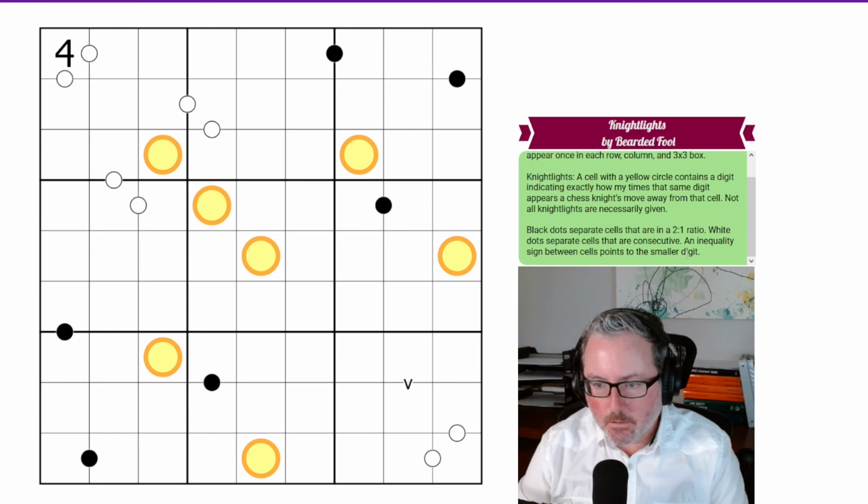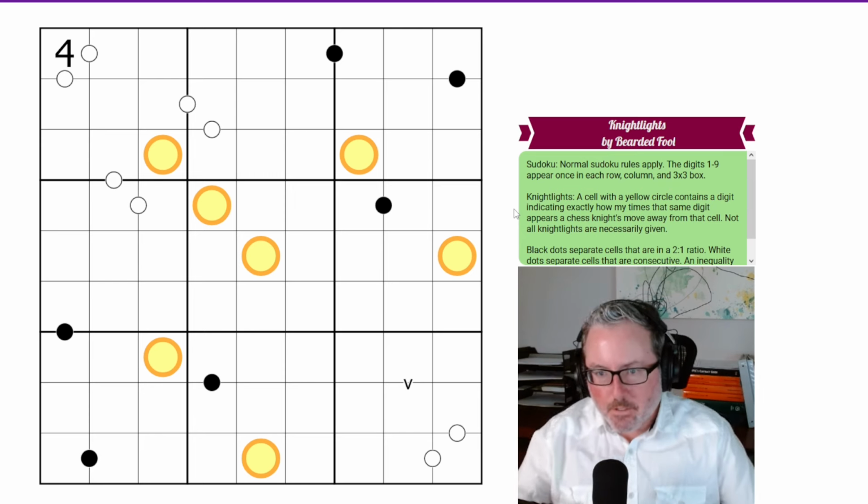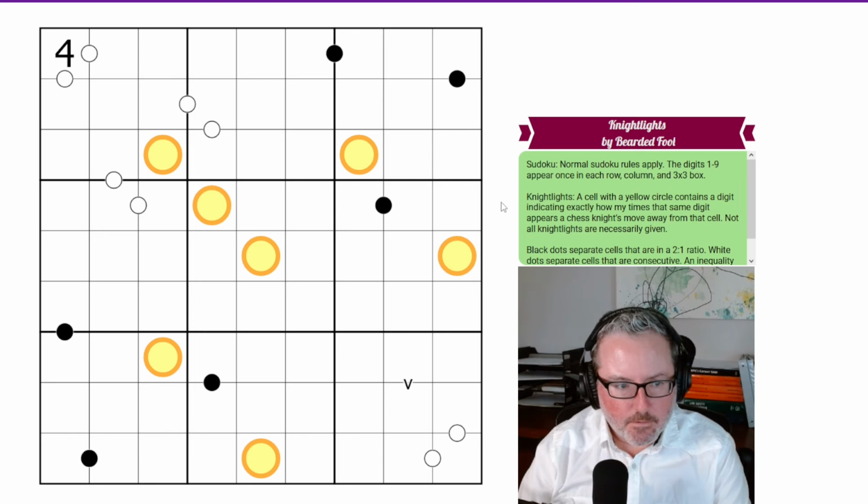And then we have one other little rule in here, which is that an inequality sign between cells points to the smaller digit. Don't confuse it with a V for a 5 type of clue. This is an inequality. This one means that whatever this digit is, it has to be larger than this digit. And those are the rules. So that being said, let's jump into Knightlites by Bearded Fool and try to solve it.